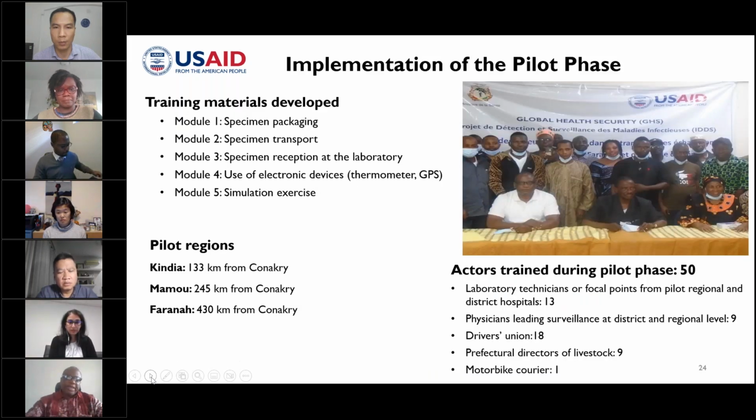So following that, we put in place the pilot. And in order to conduct the pilot, IDDS identified 3 regions where the pilot was conducted: Kindia, Mamou, and Faranah, covering a total of 10 prefectural hospitals, 22 health centers, and 86 community health centers. IDDS also developed some training modules and trained about 50 healthcare workers, union drivers, lab technicians, and prefectural focal points of animal health services. Next slide.